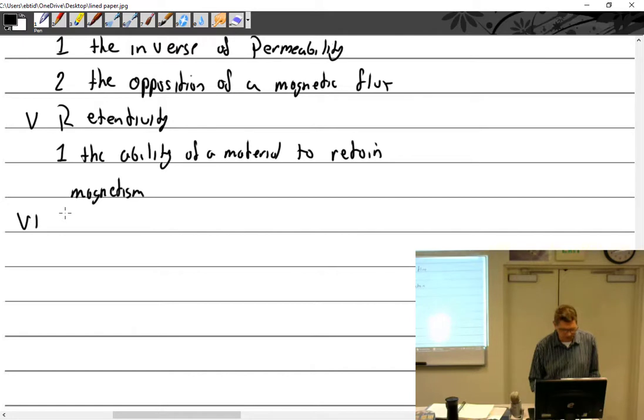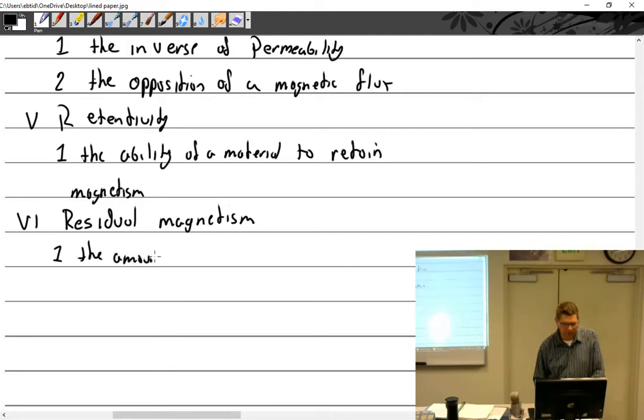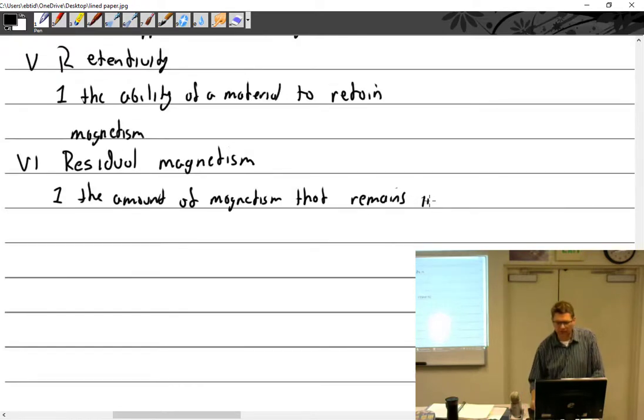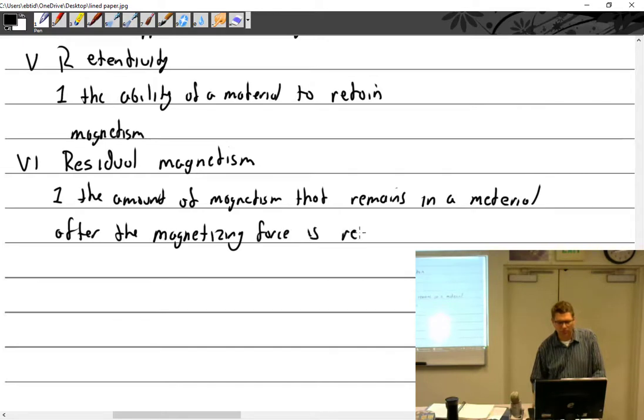All right, and that all leads to the last R word here, residual magnetism, which is the amount of magnetism that remains in the material after the magnetizing force has been removed.